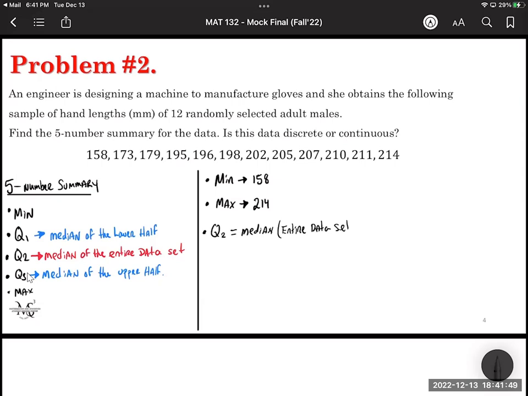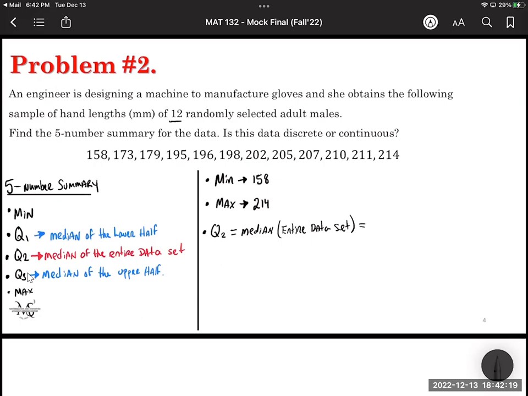So let me ask you this question. How many data values are there? 12. There's 12, right? The problem tells you that the sample consists of 12 randomly selected adult males, namely their hand lengths. So yes, it's 12. Now, 12, is it an even or odd number? Even. It's an even number.